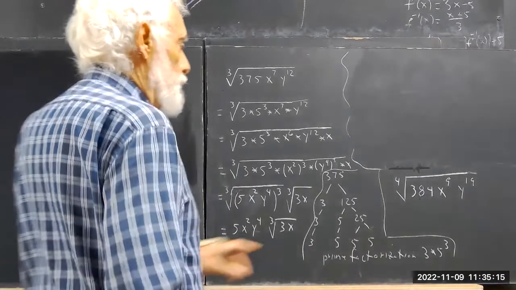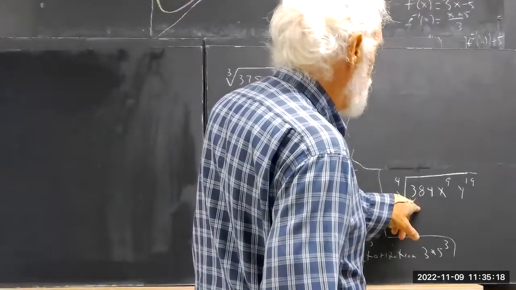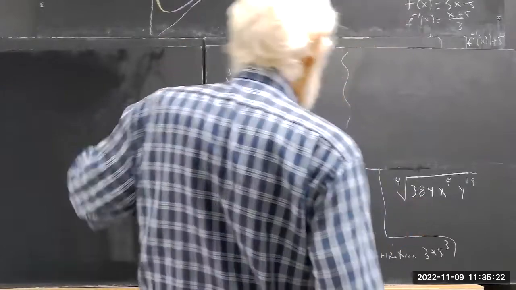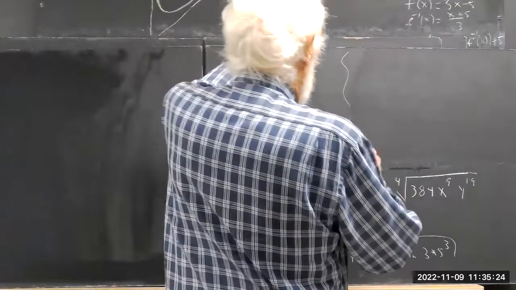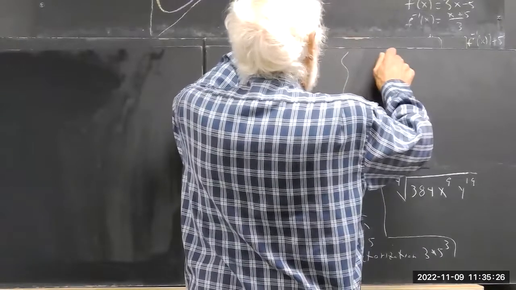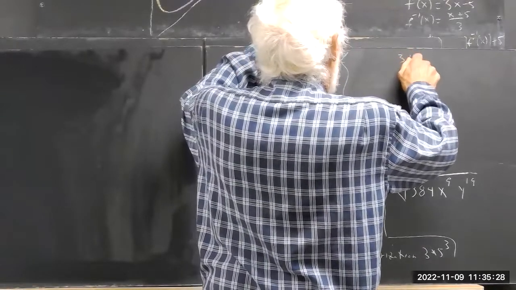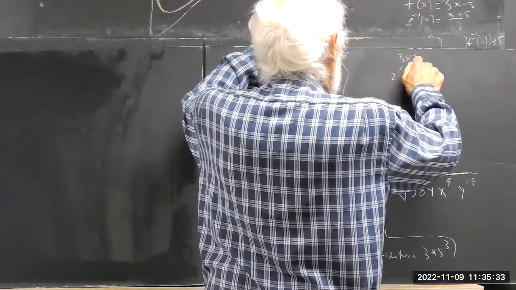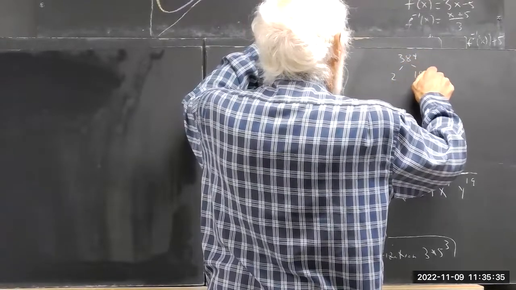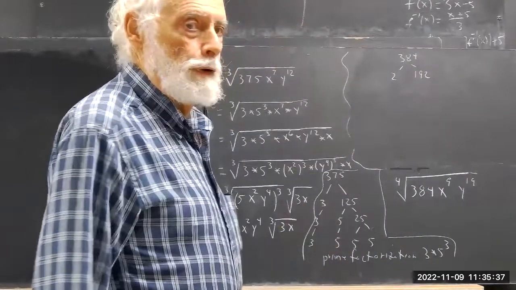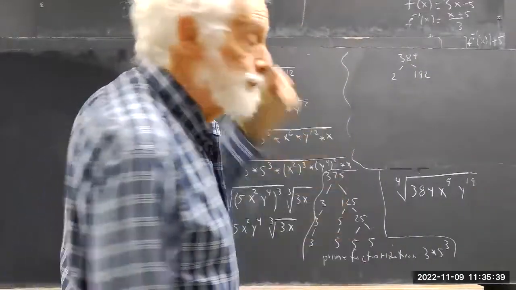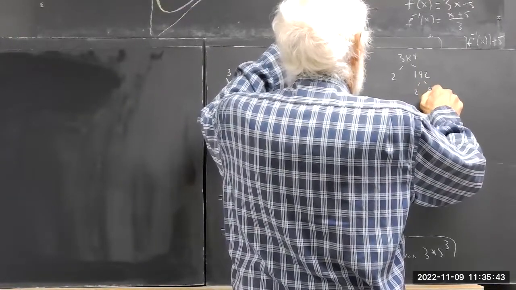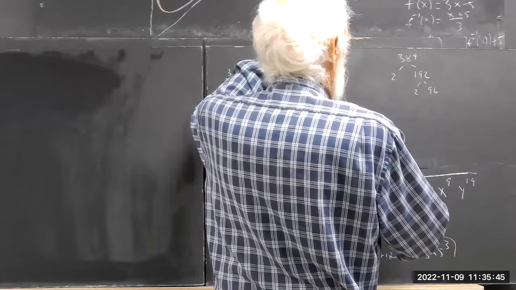Okay, first thing I want to do is go ahead and do the prime factorization of 384. Then I'll do the rest of it on the new board. So let's just do 384 here. 384 is 2 times 192. 192 is 2 times 96.